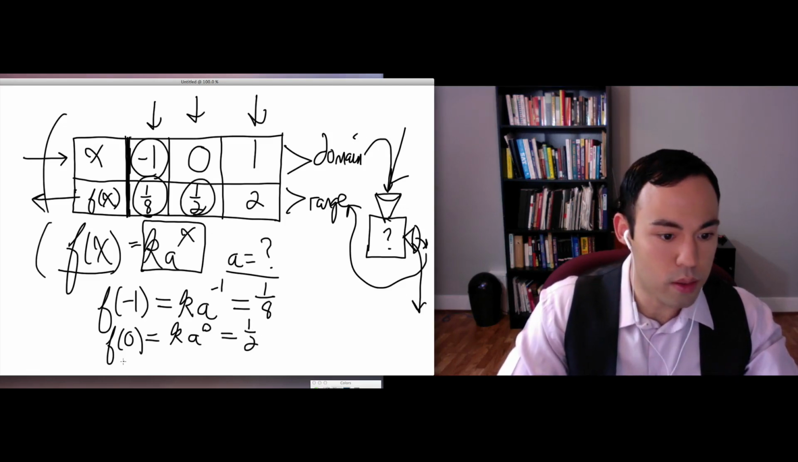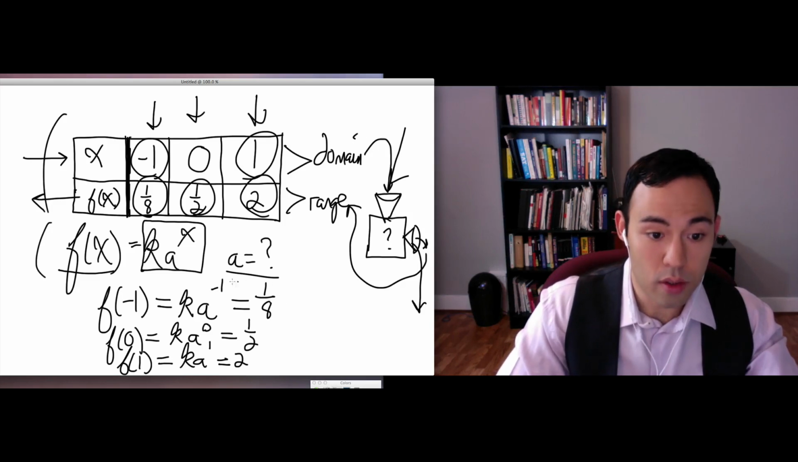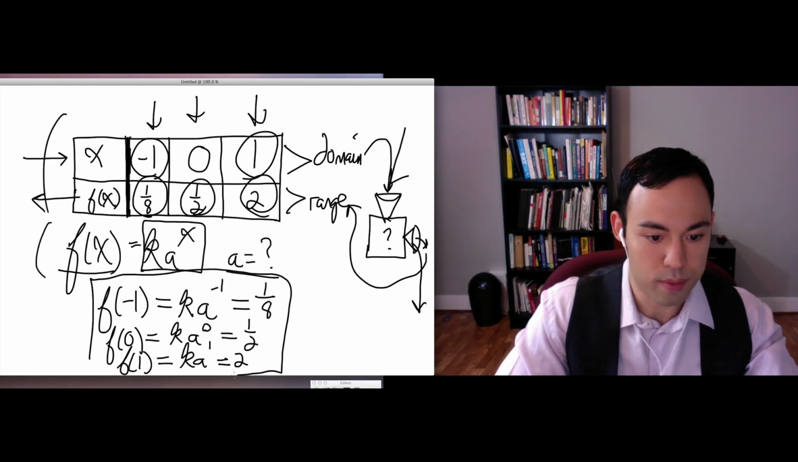And let's see, I'm not running out of room. f of 1 is going to be k times a to the 1, and what's going to come out of the box, in this case, is 2. These are our three relationships having to do with the black box, or the function itself.